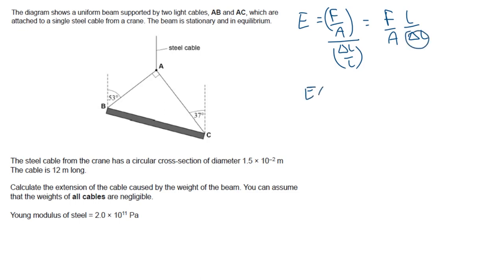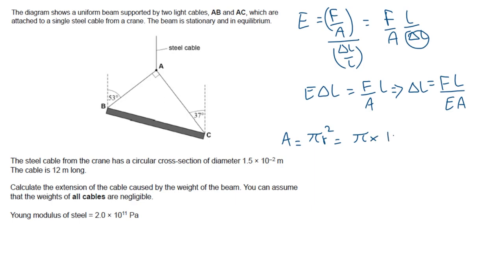This means that E delta L is equal to FL over A. And then bringing the E downstairs again, we can see that the extension is force times length over Young's modulus times cross-sectional area. Let's work out the cross-sectional area. Well, we know that's pi r squared, which of course is going to be equal to pi times half of the diameter, 1.5 times 10 to the minus 2, halved, and then all squared.